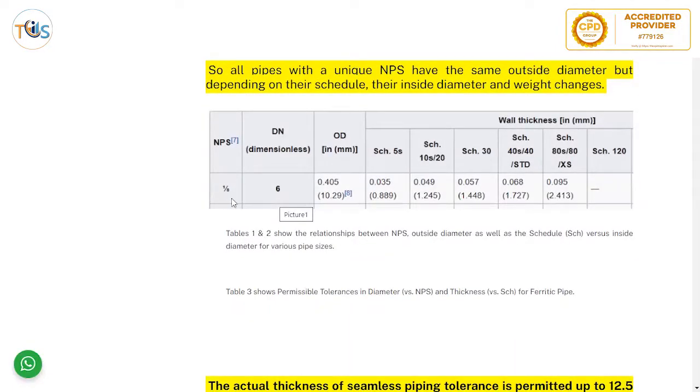As you can see here, 1/8 inch NPS, 1/8 DN. Normally they say this is dimensionless. It's DN 6, so it doesn't mean anything. It's just a number designated to this NPS 1/8. So the OD is 0.405, and for schedule 5S the thickness is 0.035 inch. As the schedule goes up, the thickness increases. The outside diameter remains the same.